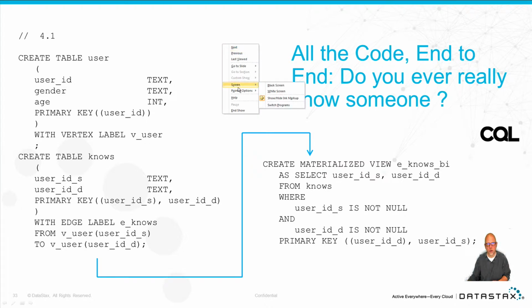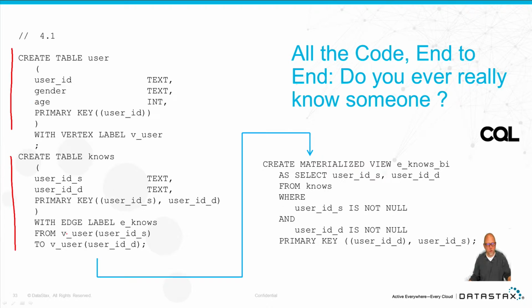So users know other users. I wrote this as production capable code. So users know other users. When you go out on an edge, when you say, who does Farrell know? You're going out on that edge with a direction.